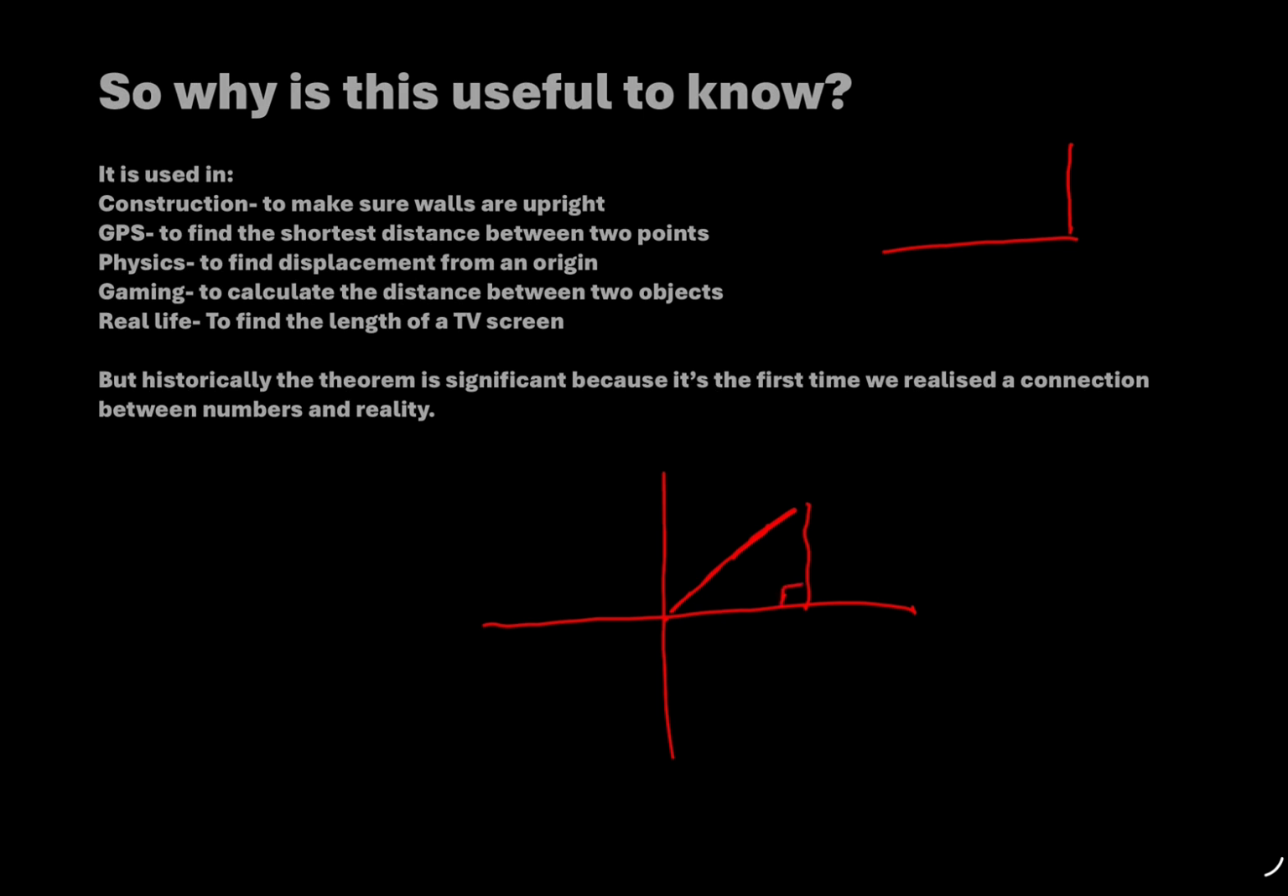But historically, the theorem is significant because it's the first time anyone ever realised, really, that there's a connection between numbers and reality. And that's why Pythagoras was such a smart guy and his brotherhood. They were ahead of their time. Now it seems kind of obvious. But before then, we just thought numbers was for counting coconuts.